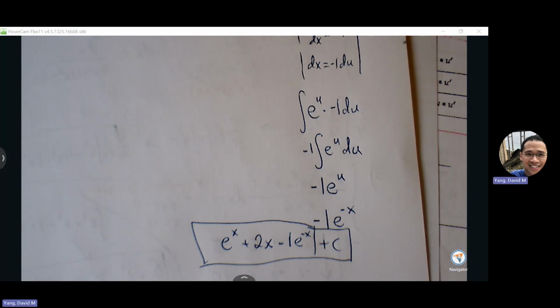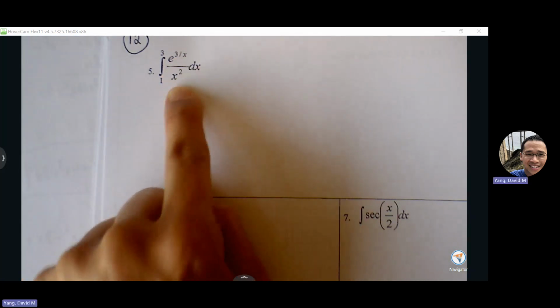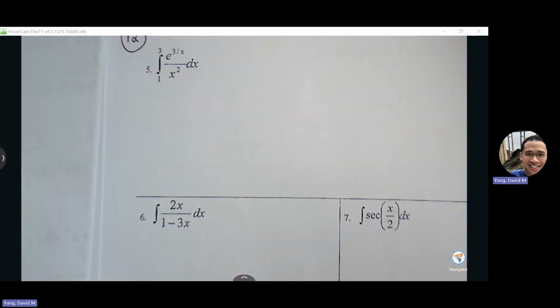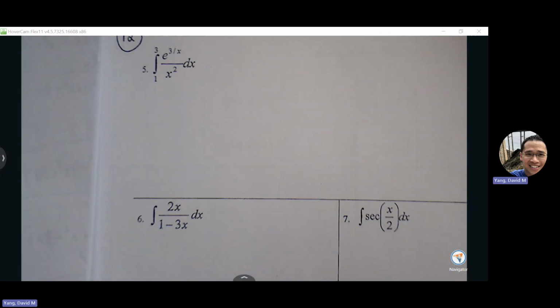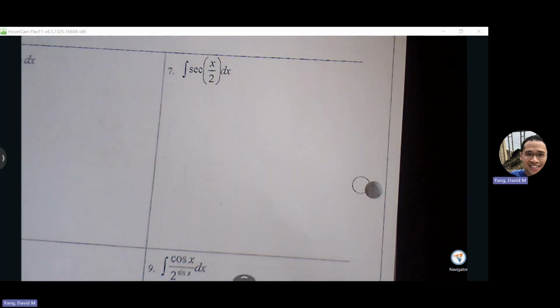For number 5, your u value is just 3 over x, and it's going to cancel out with that x squared. It's going to feel a lot like the last one that we did, but instead of a to the u, it's going to be e to the u. So see if you can try those steps on your own, see if that will fit. I can put the work up as well.